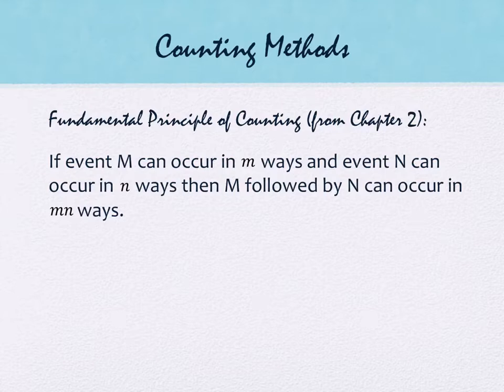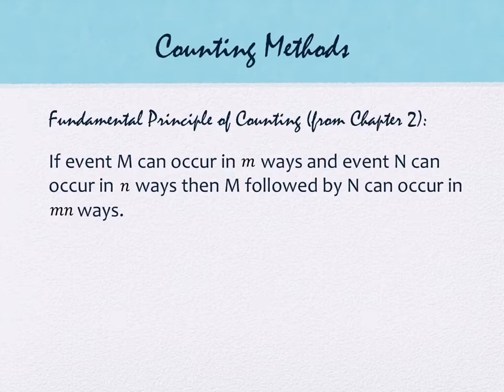So if you have an event M that can occur in little m ways, and an event capital N that can occur in little n ways, then event M followed by event N can occur in m times n ways. And it always sounds funny even when I read it. It sounds like I just told you lots of letters everywhere. But the process of using this is very, very easy. It's even easier than the factorials we did on the page before.